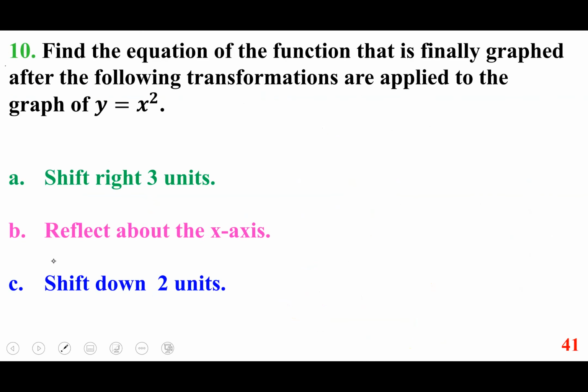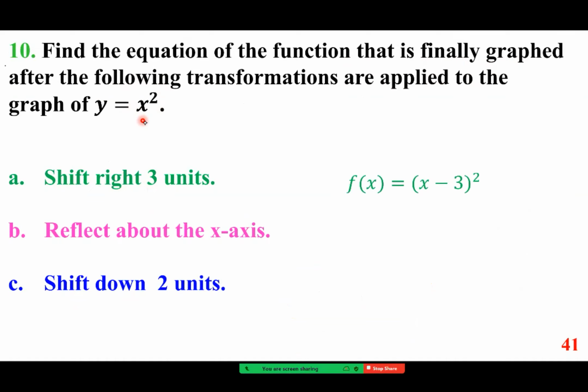All right, I'm going to find the equation of a function that is finally graphed after the following transformations are applied. So first, we shifted to the right by 3 units, so (x minus 3) quantity squared. Then we reflected about the x-axis, so we put the negative in front of that. And then we go down by 2 units, so -2. So those are the transformations.